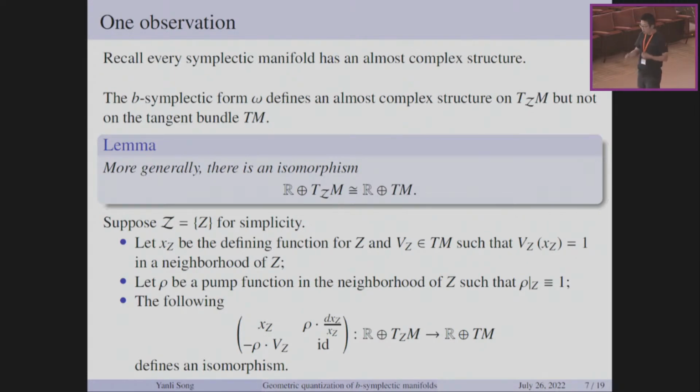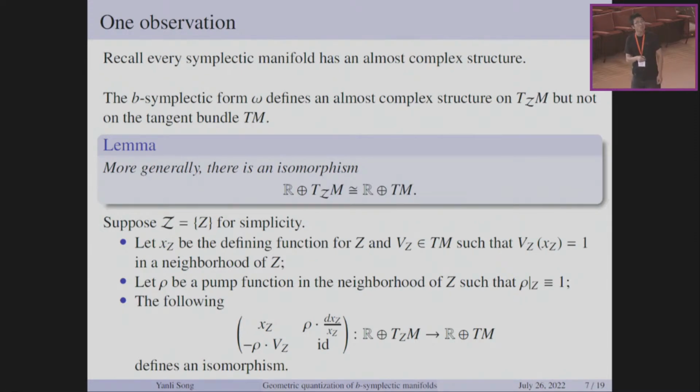In a b-symplectic manifold, you cannot glue the two almost complex structures when you cross this hypersurface, because they differ by orientation. On one side it is J, on the other side it is minus J.